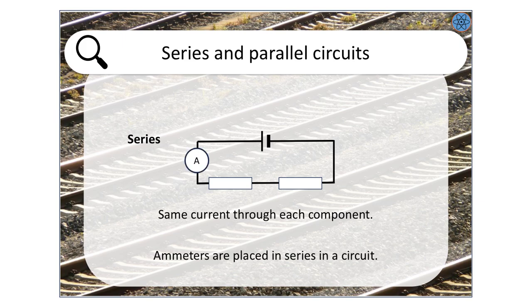Series circuit. The key thing to know about this is it's the same current through each component, and ammeters are also placed in series in the circuit within the same loop. So at all points the current is the same. So no matter where we place the ammeter, as long as it's in the same loop, the value on it will always read the same number.